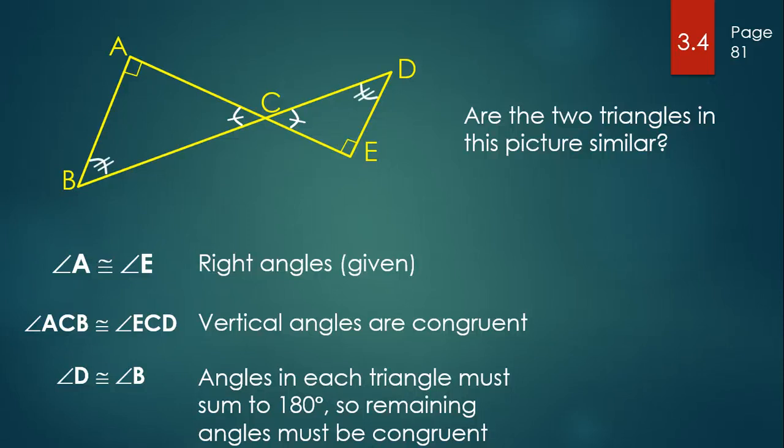So now that we've got three pairs of congruent angles in our two triangles, we know that we have similar triangles. And if we want to write a similarity statement for these two triangles, we'll just be careful about the order that we write the vertices of the triangles to make sure that we've matched up the congruent angles. So we could say that triangle ACB is similar to triangle ECD.